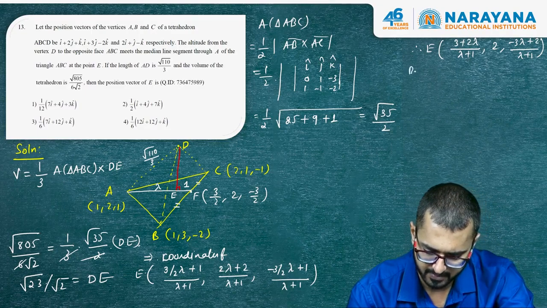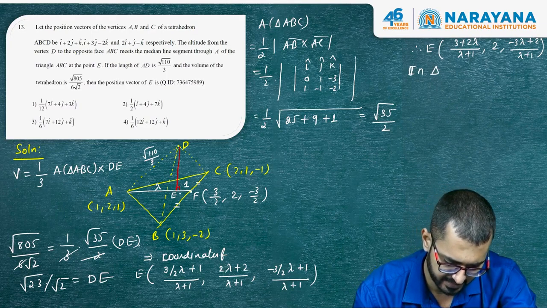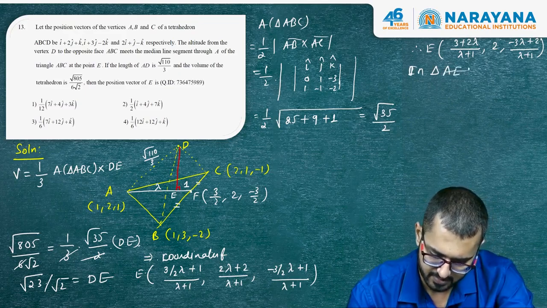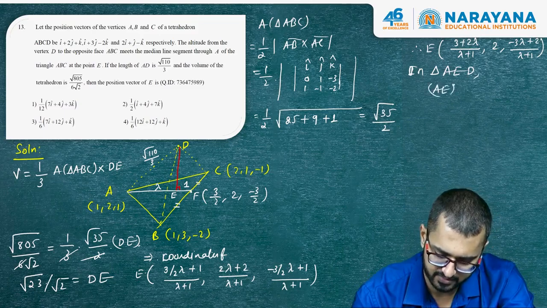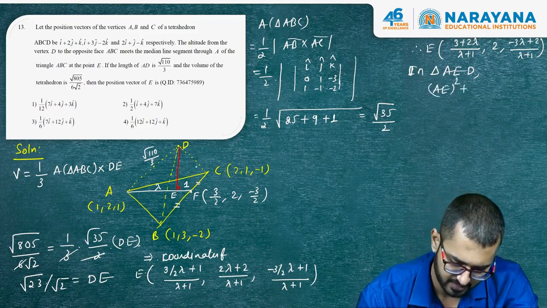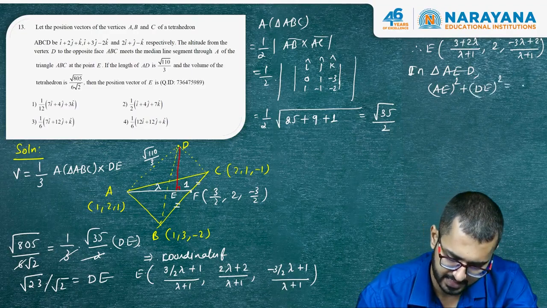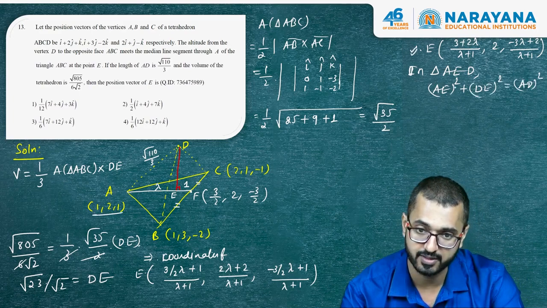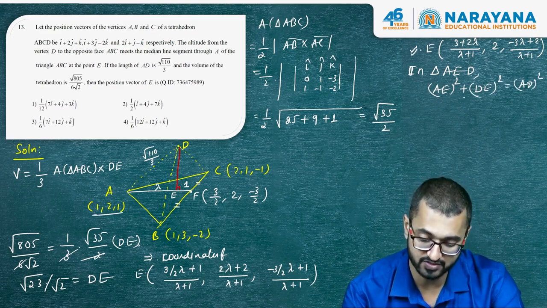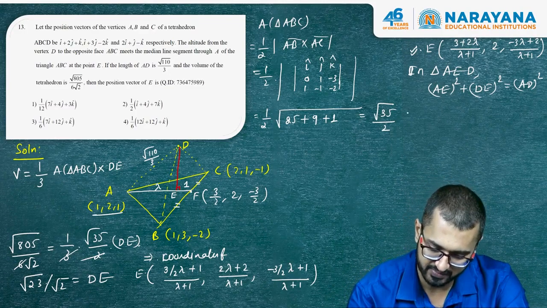By Pythagoras theorem, in triangle AED, if I apply the Pythagoras theorem, I will get AE square plus DE square equal to AD square. So we'll apply Pythagoras theorem here in triangle AED. So AE square we can write down.